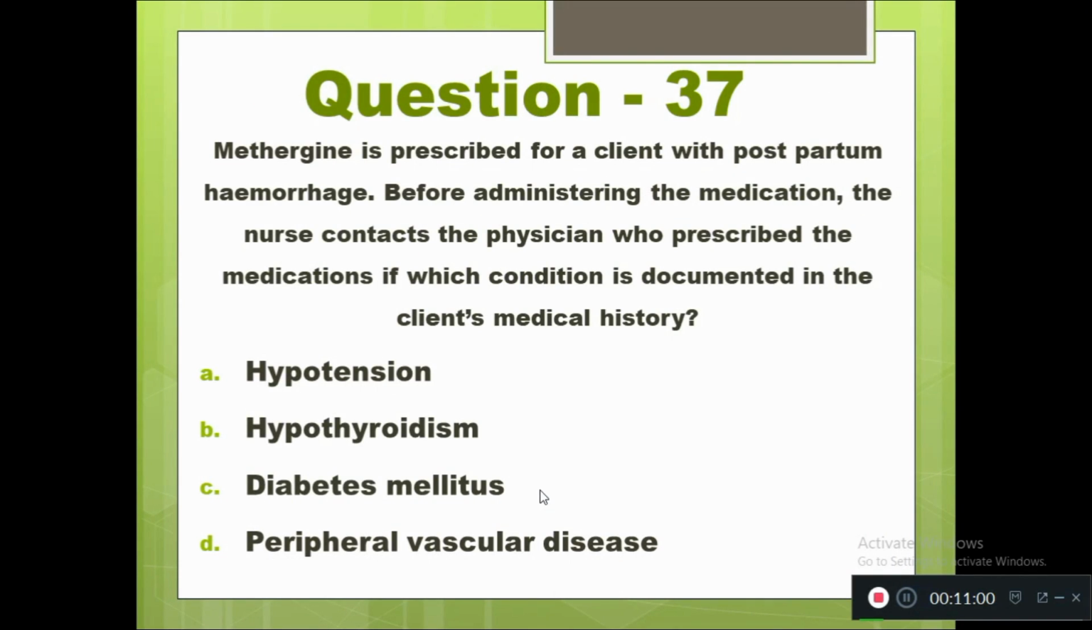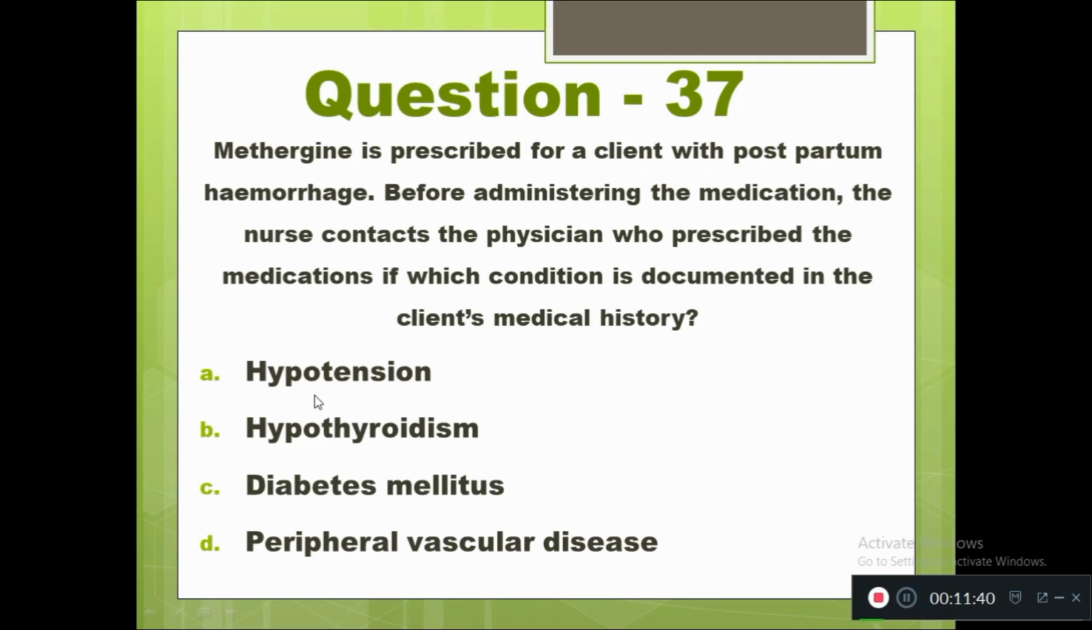Question number 37. Methergine is prescribed for a client with postpartum hemorrhage. Before administering the medication, the nurse contacts the physician who prescribed the medication if which condition is documented in the client's medical history. So, a physician prescribed Methergine for the postpartum hemorrhage client. Before giving this drug, the nurse will contact the physician regarding doubt about this medication. What condition is documented?